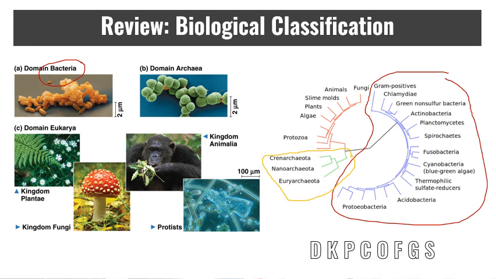We belong to domain Eukarya, which is the remainder section up here. Domain Eukarya, these are all of the eukaryotic organisms, so all of the ones with nuclei. We, of course, are part of animals within that structure. Okay, so domains, there are three domains: domain Bacteria, domain Archaea, and then domain Eukarya.